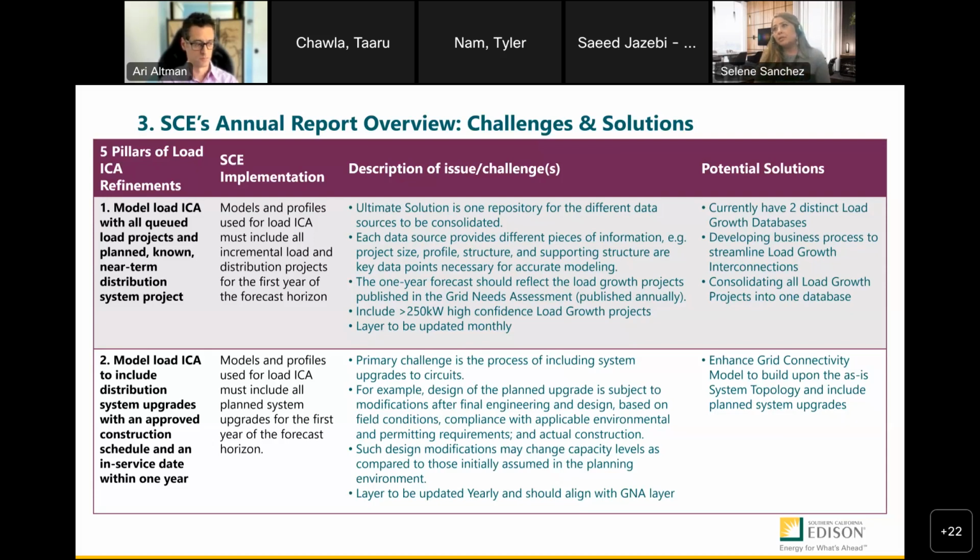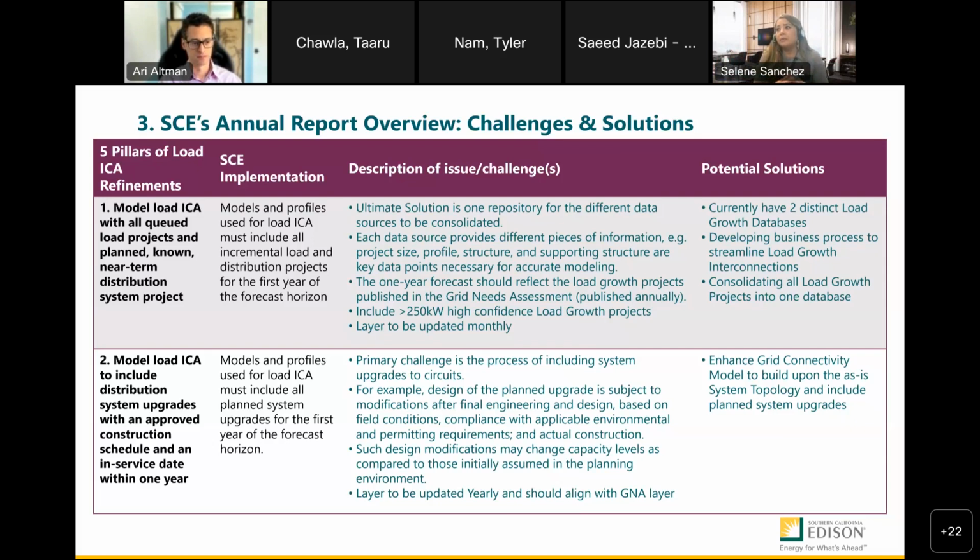So some of the challenges for the first one: as we're looking to integrate both the connectivity models and the profiles associated with the load growth and distribution projects for the first year of the planning horizon, we first must consolidate all of our load growth projects into one ultimate solution, one repository. Right now, it's different processes. We have different tariffs that govern the load interconnection process. So first order of business is to homogenize that.